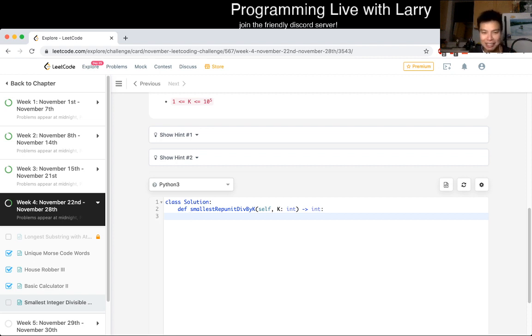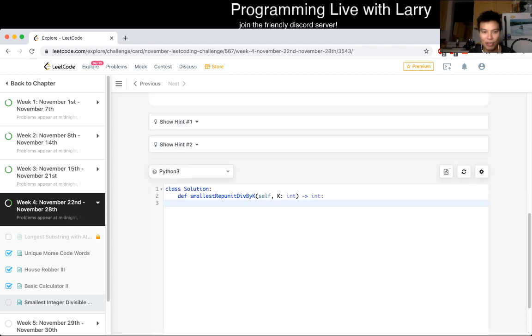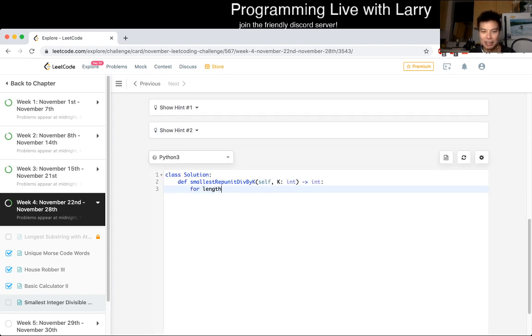The general pseudocode that I would write, except it's in Python so it'll be real code, is: for length in range, maybe just while true, length plus 1. So now I'm going to write this in a naive way. It's not going to be right, so don't copy this at home. I mean, you could copy it at home, but it's not going to work.